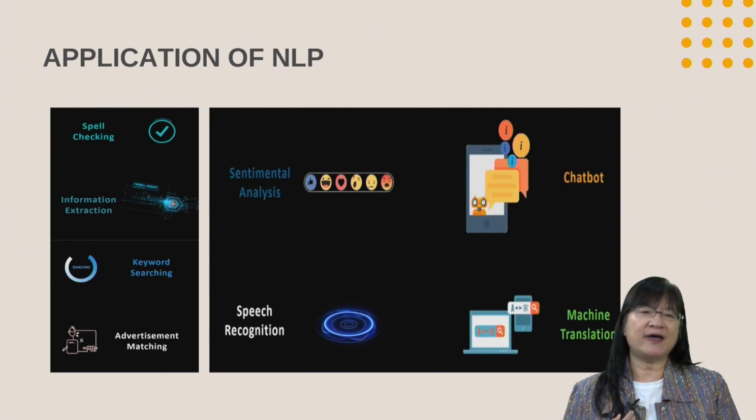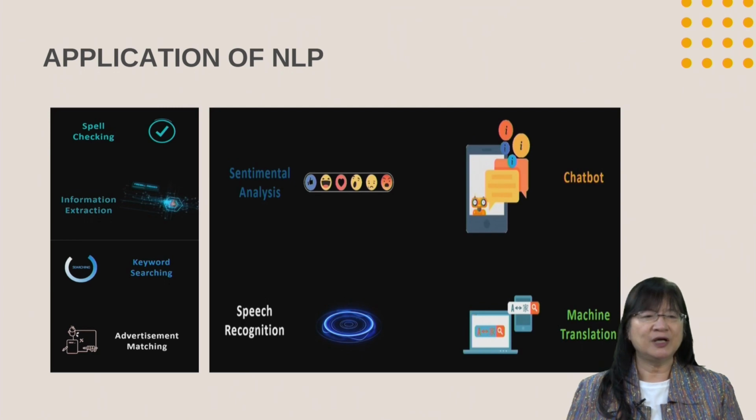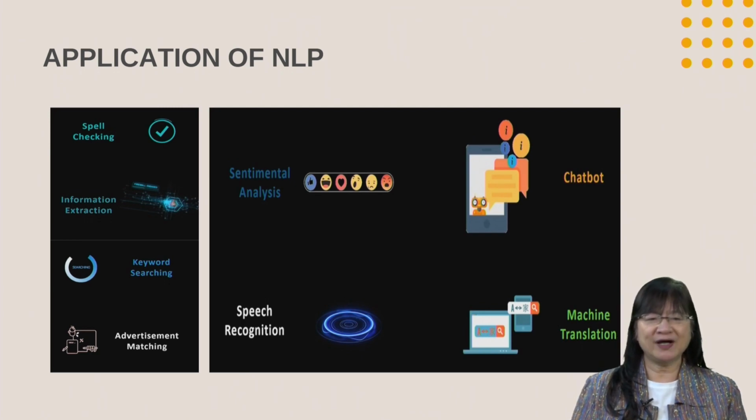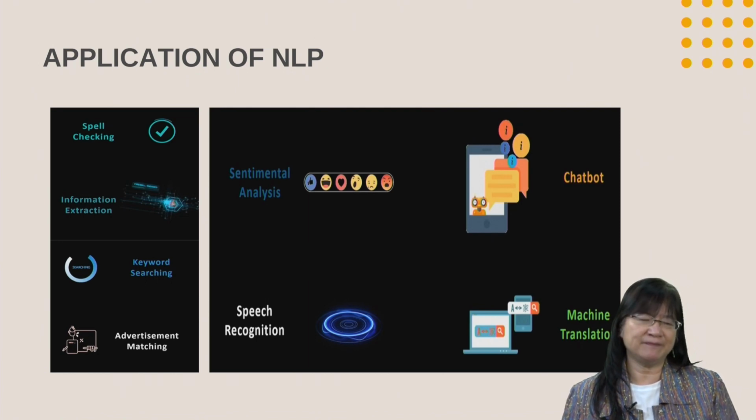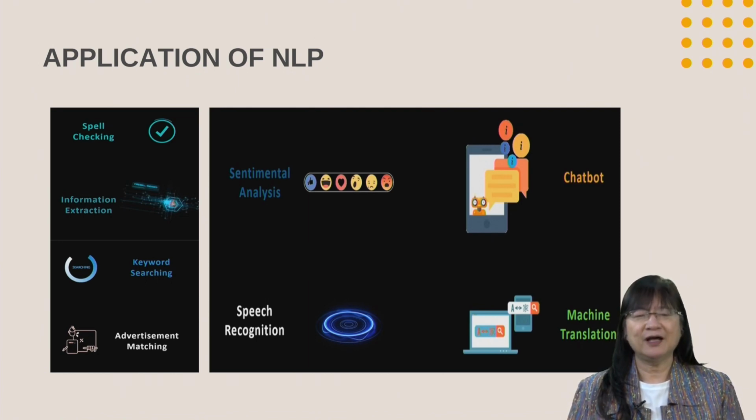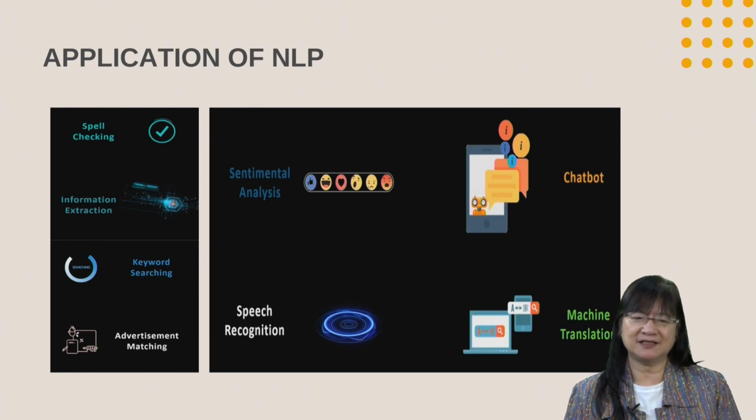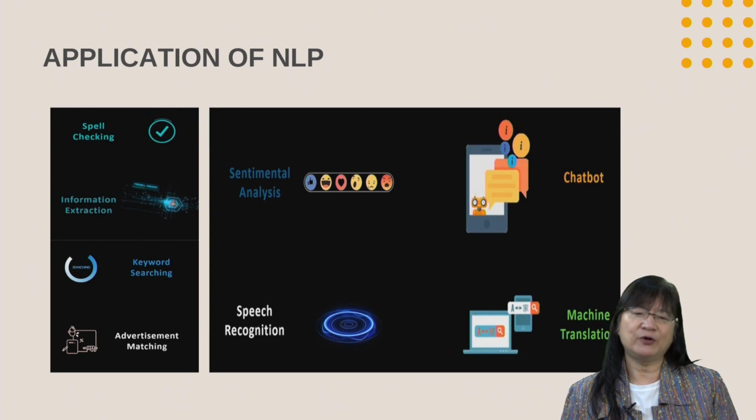We use NLP to check our spelling. We use NLP to check information, to find out keywords, or even for advertisement matching. In this program, you will learn about segment analysis. For speech recognition, chatbots, and machine translation, I think you practiced that before, and especially for machine translation, now we use ChatGPT a lot, and it can help us deal with those translations.